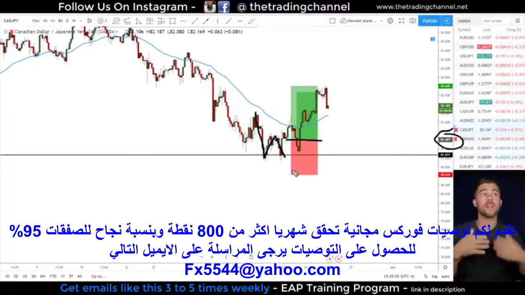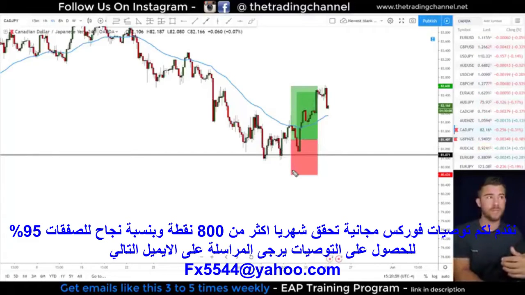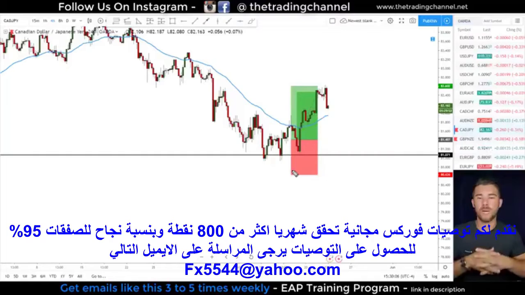But in this case, we did use a form of a double bottom in order to enter this trade. Now, a lot of traders, teachers and gurus on YouTube and other places will tell you, just buy when you see a double bottom for a reversal and sell when you see a double top. I promise you, if you buy every double bottom you see, you're going to lose money. If you sell every double top you see, you're going to lose money.